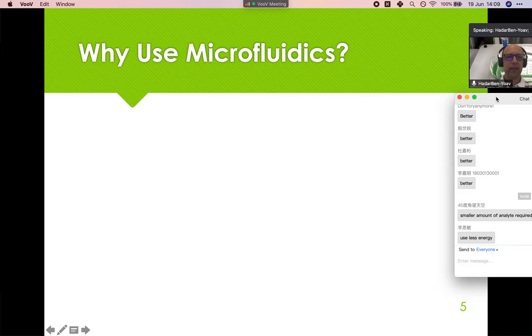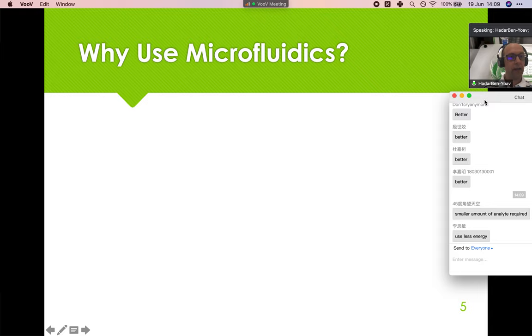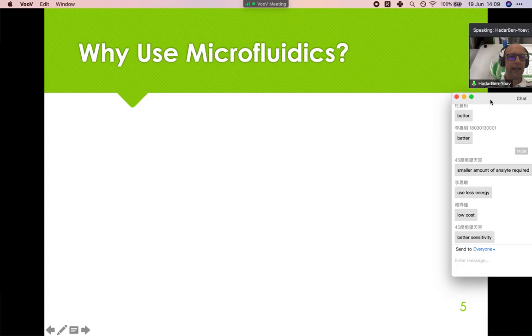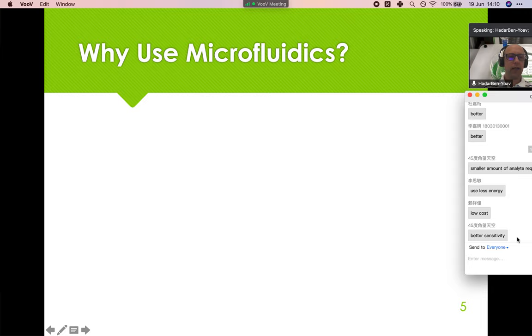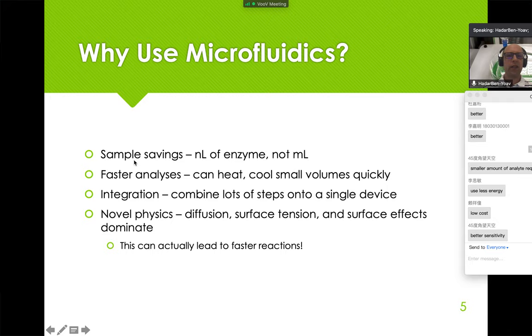So smaller amount of analyte required, so smaller volume, indeed. Use less energy, that's correct. Low cost, better sensitivity, that could be affected, but the sensitivity is more related to the sensor. Those were very good answers. So the first saving is the sample saving. It's a smaller amount of analyte. For example, if you want to measure the presence of enzymes, we need nanoliters, not milliliters. It's very costly, so the smaller the volume, the better. The less expensive the assay.